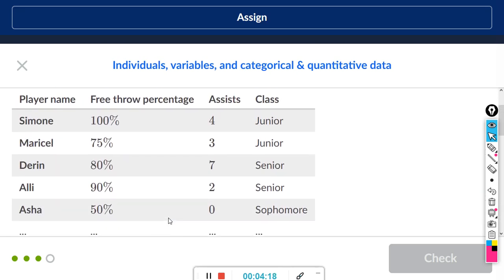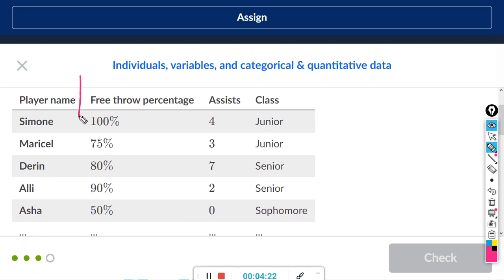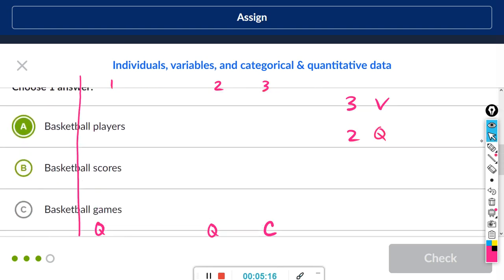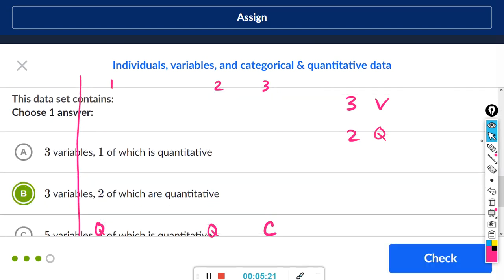All right, let's see. So separate the players, all right? And this is 1 variable, the free throw percentage. The assists is 2 variables, and the class is the 3rd variable, all right? So which one is quantitative? Well, clearly free throw percentage has a number. That's a quantity. Number of assists, that's clearly a quantity. And what year they're in, junior, senior, sophomore, that is not a quantity, that's a category, all right? So the ones that don't have the numbers are categories, junior, senior, sophomore, all right? So we have 3 variables, and 2 of them are quantitative. So we just find the correct answer. All right. Answer B says 3 variables and 2 are quantitative.